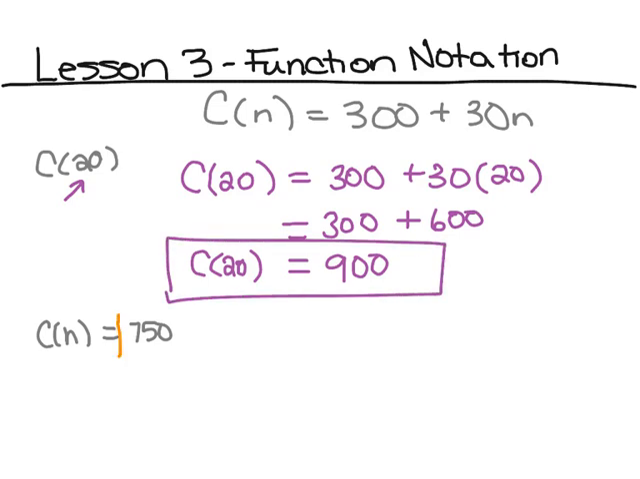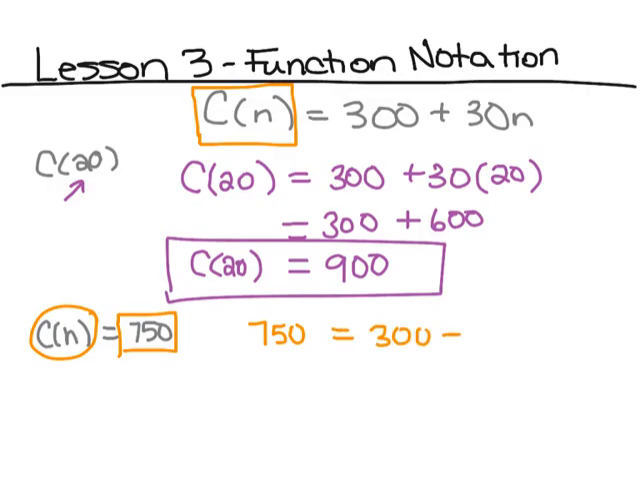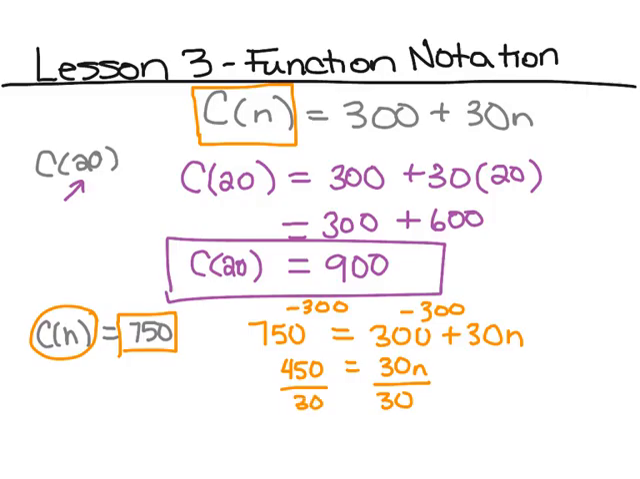In this one, 750 is all of c of n. So we're going to replace all of c of n with 750. It's like replacing our answer with 750. So 750 is equal to 300 plus 30n. Now we isolate the variable. We subtract 300 from both sides, so we're left with 450 on the left side and 30n on the right side. Now we isolate n by dividing by 30 on both sides, and we should be left with 15 is equal to n. So that is our solution.